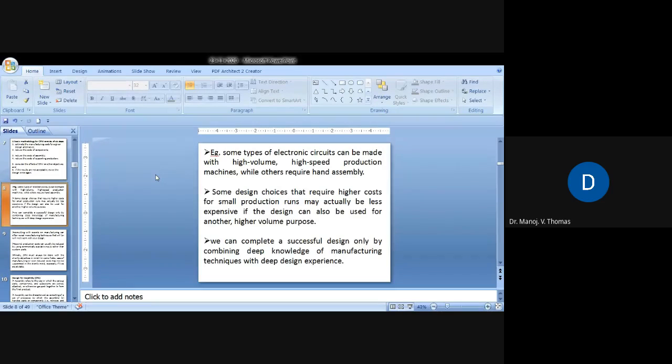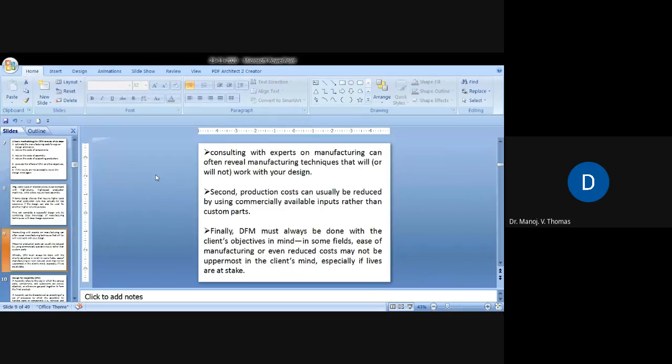We can complete a successful design only by combining deep knowledge of manufacturing techniques with deep design experience. So design experience should be coupled with manufacturing knowledge. So then only you can have a better design. Otherwise, the design team will design something that will finally have some problem when we try to manufacture it. So the design team and manufacturing team should consult with each other, so that an efficient design is produced. Consulting with experts on manufacturing can often reveal manufacturing techniques.